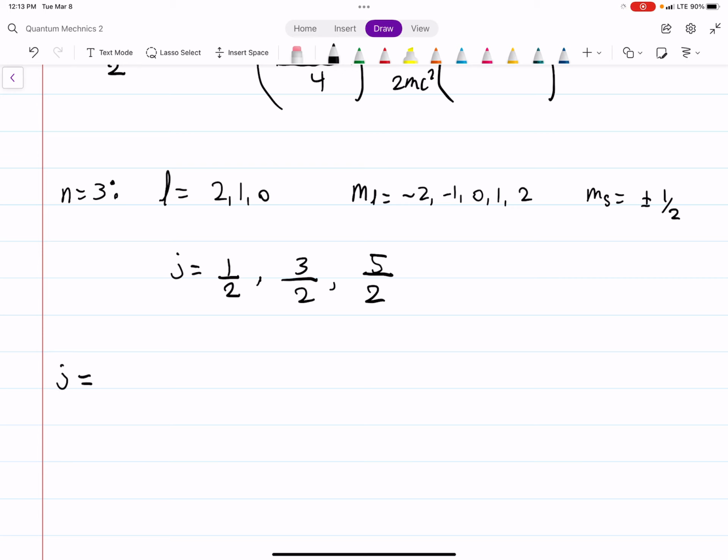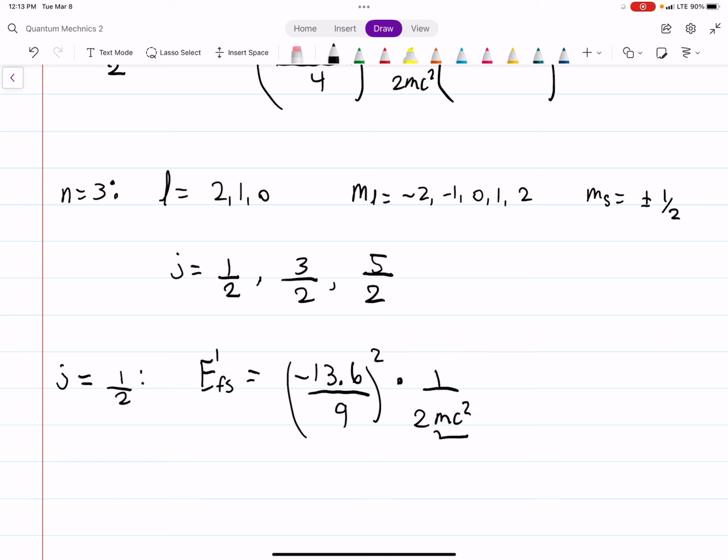So we have J equals 1/2. Now the only difference here is when we do the fine structure energy. Instead of dividing by 4, because now n equals 3, this is 9. Times 1 over 2 mc squared. We know what mc squared is.